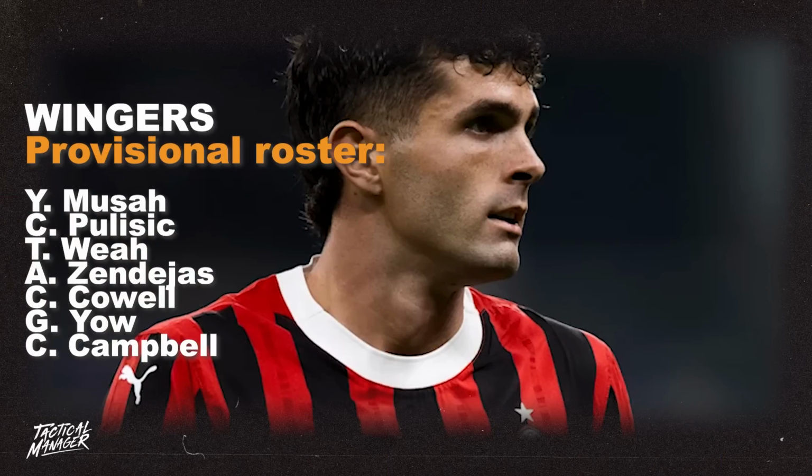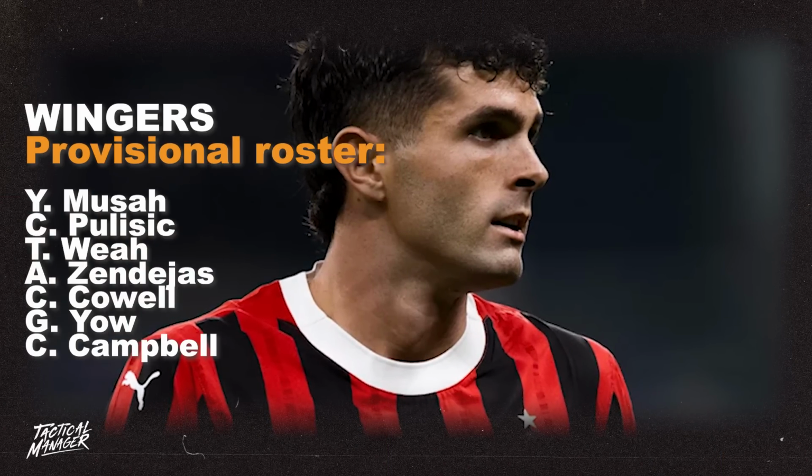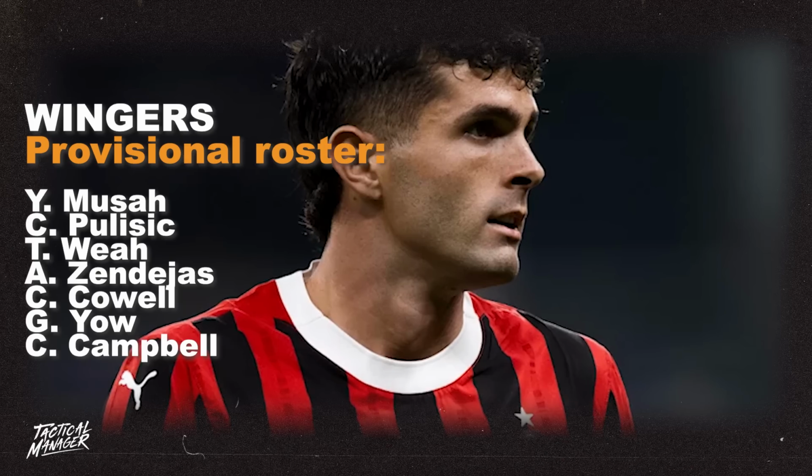All right, now we're going to go to the wingers, and I believe Pochettino will bring 4 wingers. And obviously, I already mentioned one of them, Yunus Musa, but let's talk about a few names that we saw in the provisional roster. So obviously, we saw Musa, Christian Pulisic, Tim Weah, Alejandro Zendejas from Club America, Cade Cowell from Chivas. I don't think Cade Cowell will make the roster.